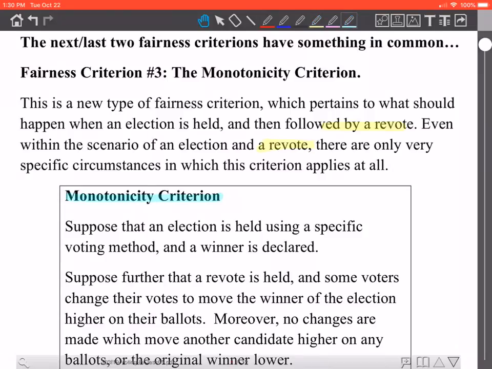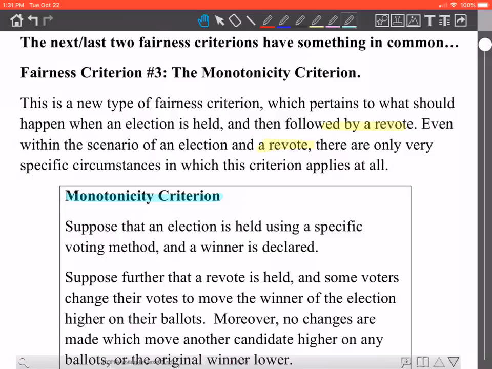So the first fairness criterion that has to do with a revote is called the monotonicity criterion. And the word monotonicity, if you think of the word monotone, it just means that it's sort of the same tone, right? It doesn't change. Similar kind of thinking with the monotonicity criterion, in the sense that you have an election, you pick a winner using any of the four voting methods. For some reason there needs to be a revote. Again, many reasons can cause that to happen, but suppose that a revote needs to happen in an election after you've already picked the winner.